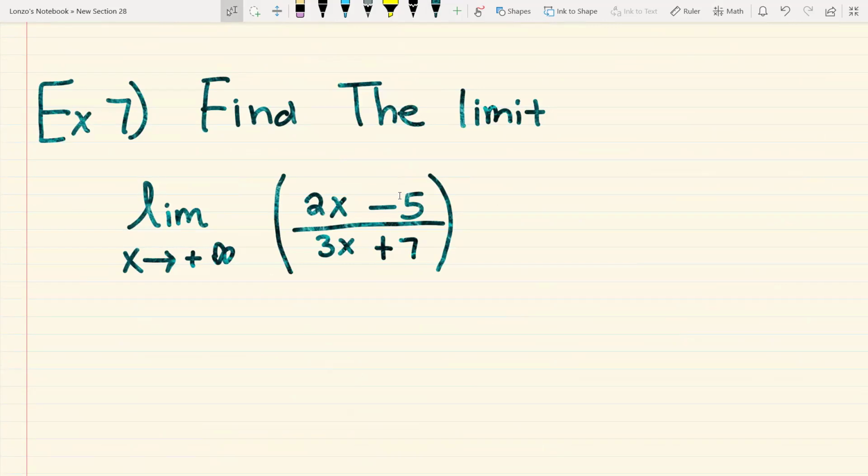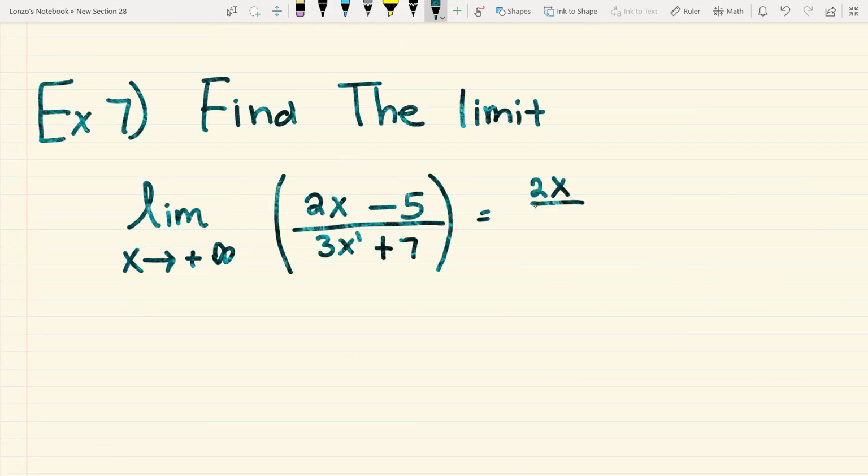So in example 7, this is still dealing with infinities. You plug in infinity into the problem immediately, it'll be an indeterminate value. This one's not too bad. You just divide each term by the highest power in the denominator. So if you look at your denominator, what is the highest power? It's just this x^1, right? So you're going to divide each term by x.